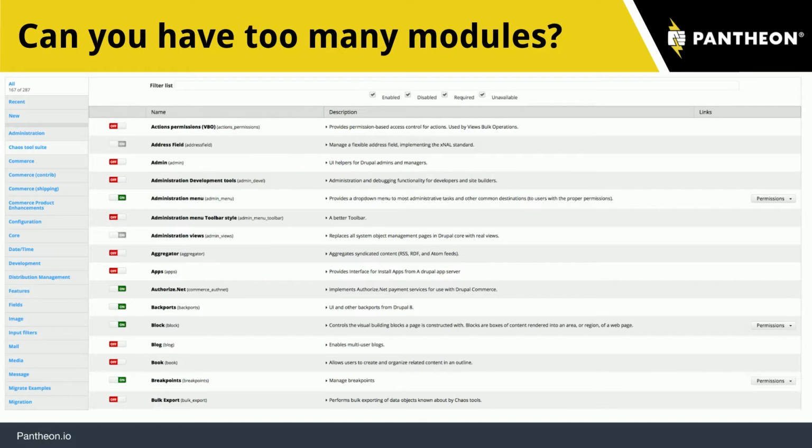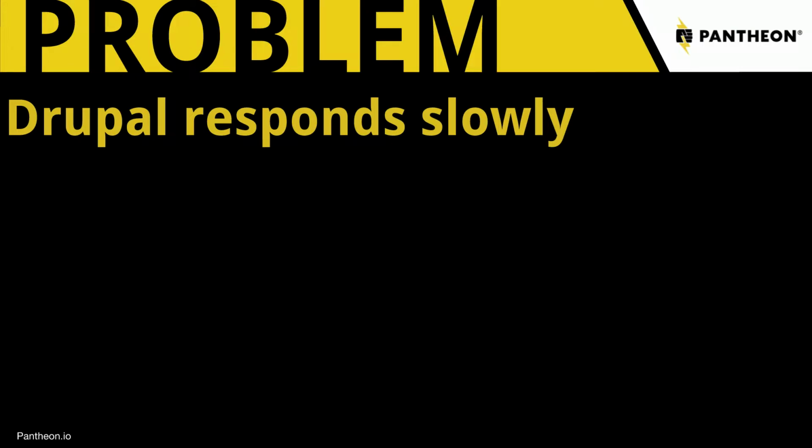The Drush site audit tool that Pantheon uses in our dashboard is going to complain after 150 modules. But that number is kind of arbitrary. I'm much more concerned about the mental overhead of having 300 modules. That's 300 more modules to ask, do you have this hook, do you have this hook, do you have this hook? That's going to add some performance time, but it's going to add a lot more mental overhead to your development team to keep track of.